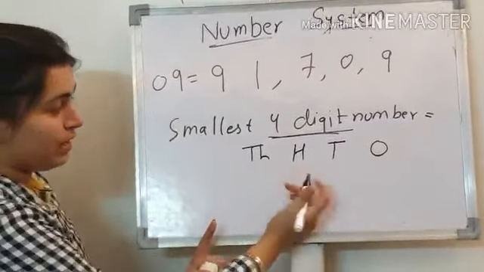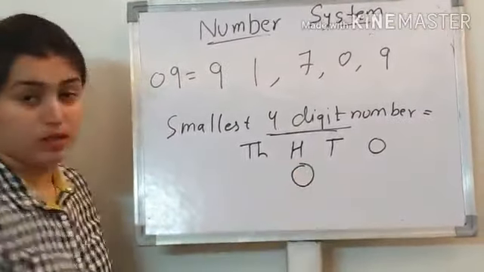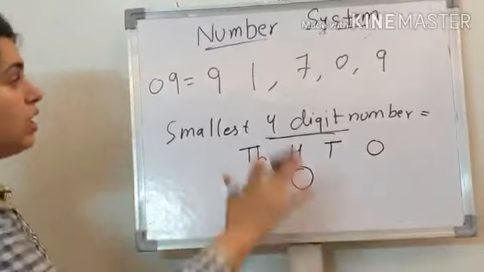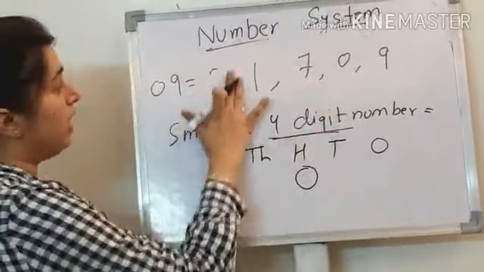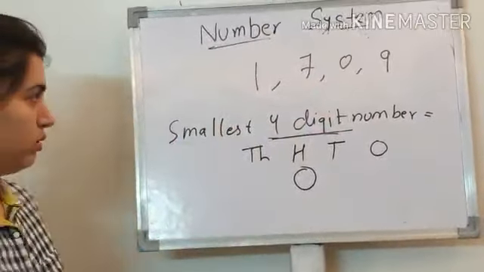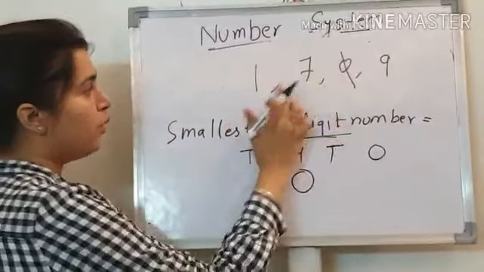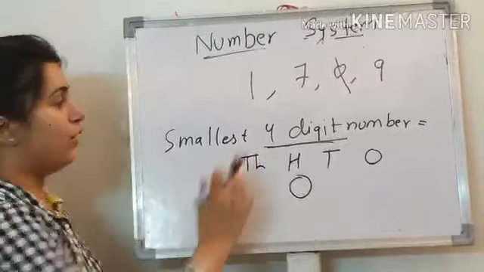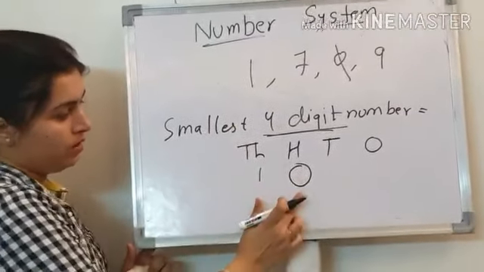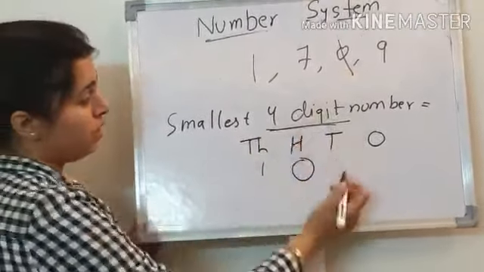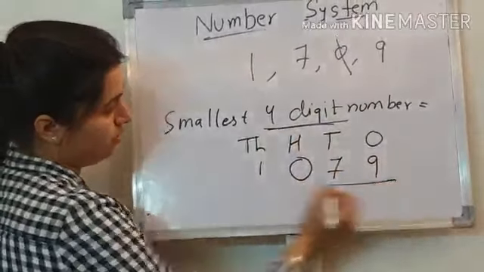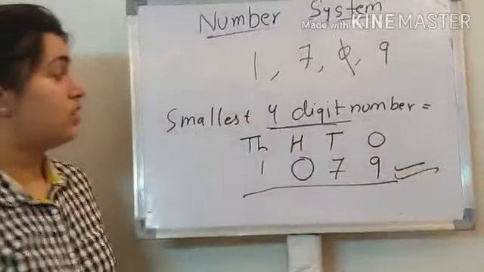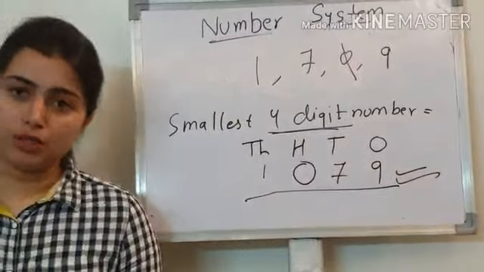Which is the second place, students? Hundreds place. Now arrange the rest of the digits in ascending order. Which are the left digits now? 1, 7, 9. Arrange these 3 digits in ascending order. Now 1 comes here, as this place is already occupied. Then 7, then 9. This is the correct answer. This is the smallest 4-digit number.